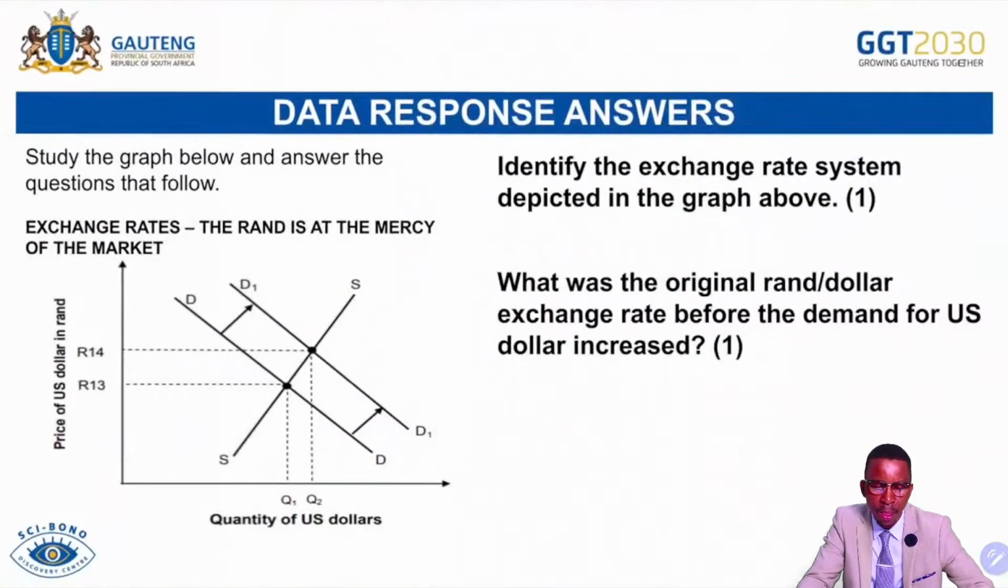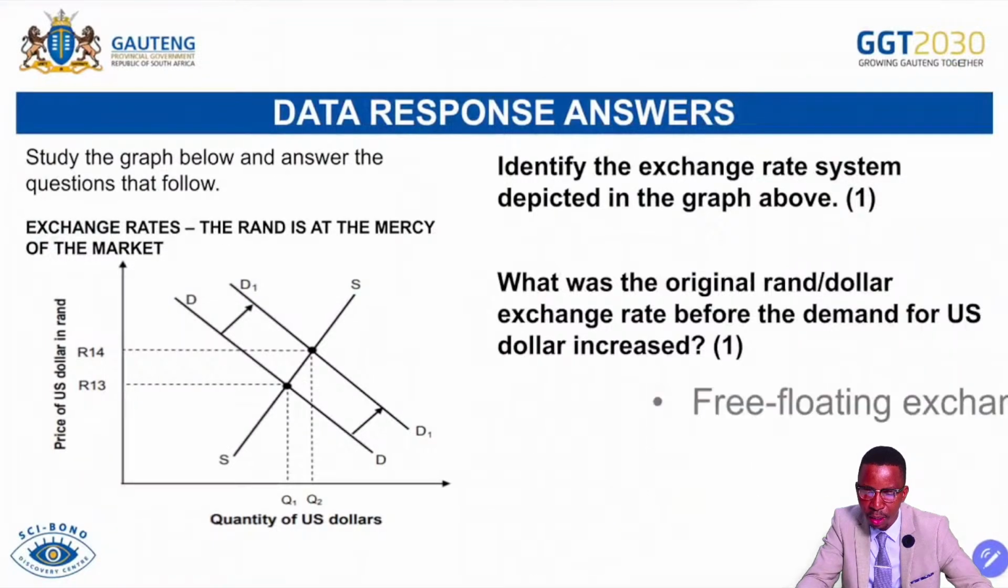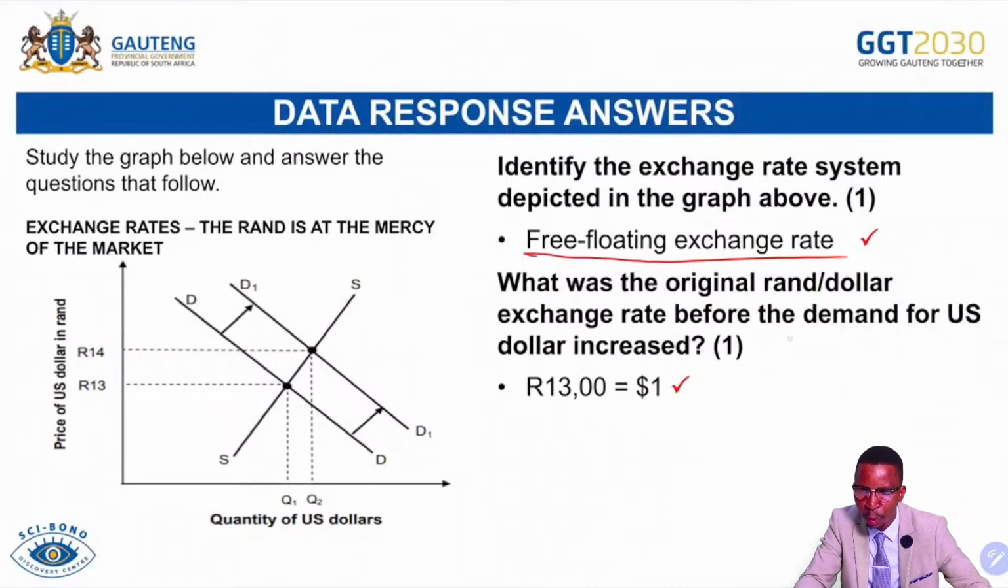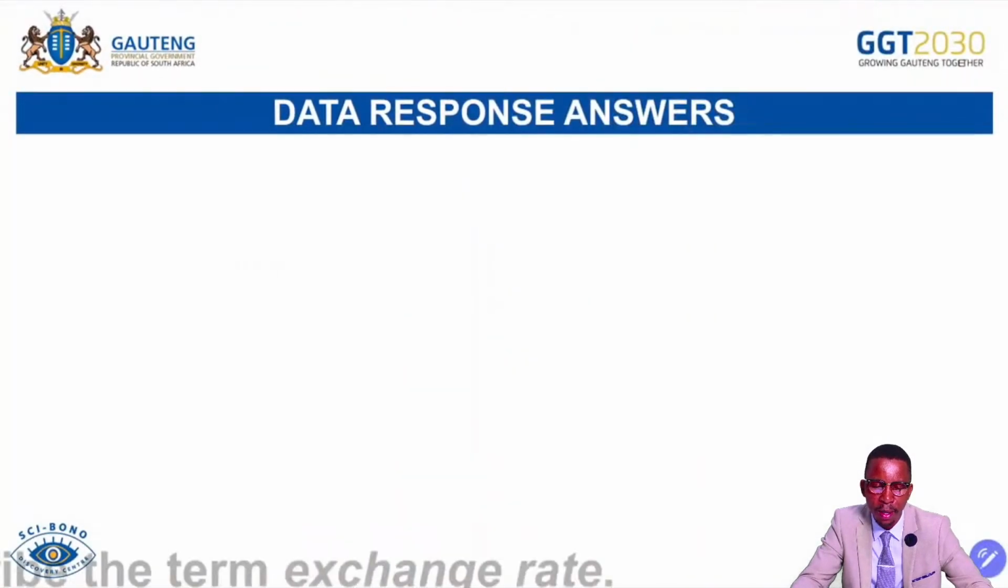So firstly, identify the exchange rate system depicted in the graph above. And then let's check the answer. There we go. It's a free floating exchange rate. And then what was the original rand to the dollar exchange rate before the demand for US dollars increased? It was 13 rand, as mentioned before. We continue.